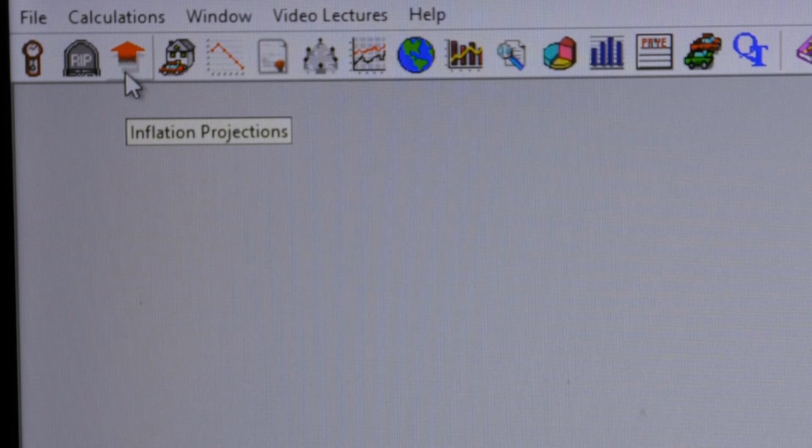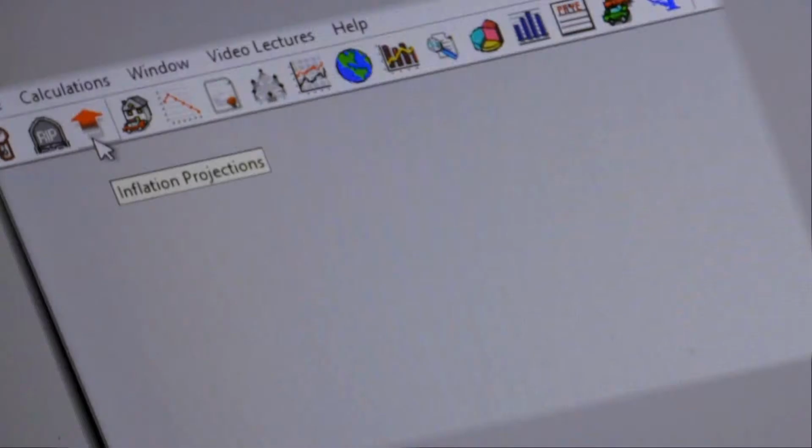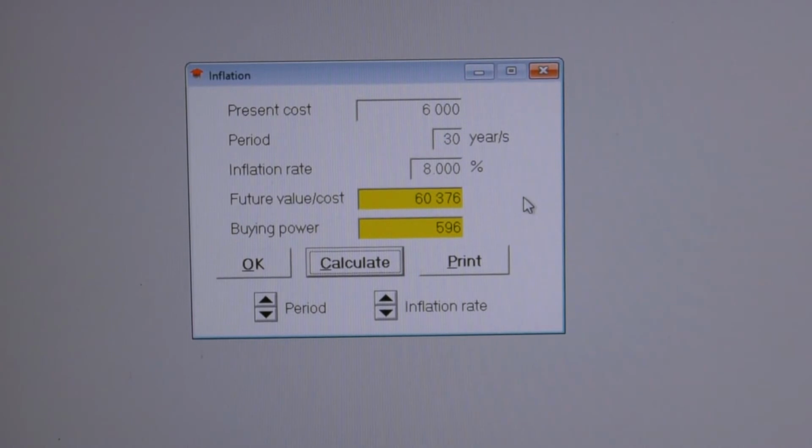This icon will access inflation projections. This calculator shows the evils of inflation and, more than anything else, shows the necessity of investing for the future. If we take an item costing 6,000 Rand today, then with inflation at say 8%, the calculator displays the projected cost in 30 years' time would be over 60,000 Rand. In other words, if it costs you 6,000 Rand a month for food today, then when you go on pension in 30 years' time, it will cost you 60,376 Rand a month for food.